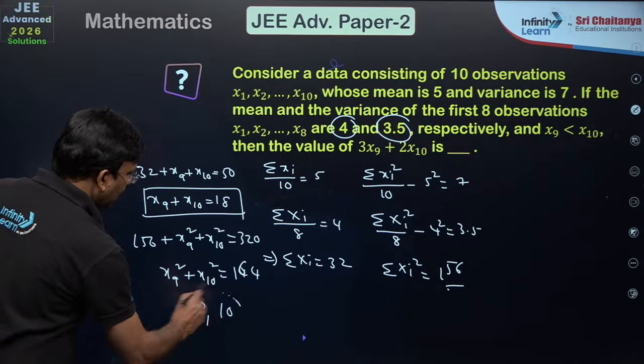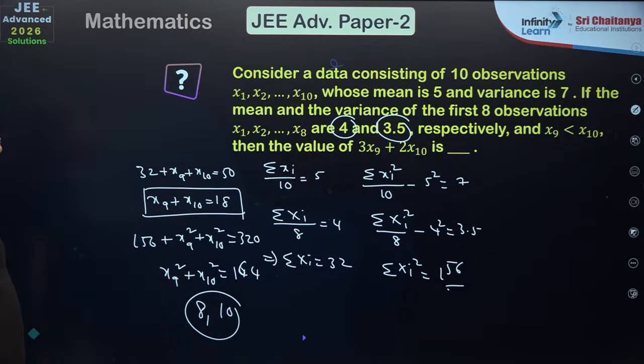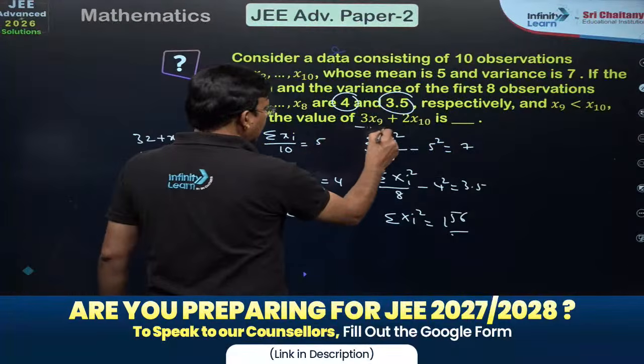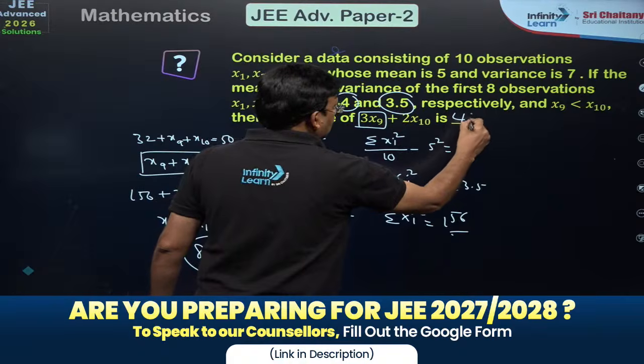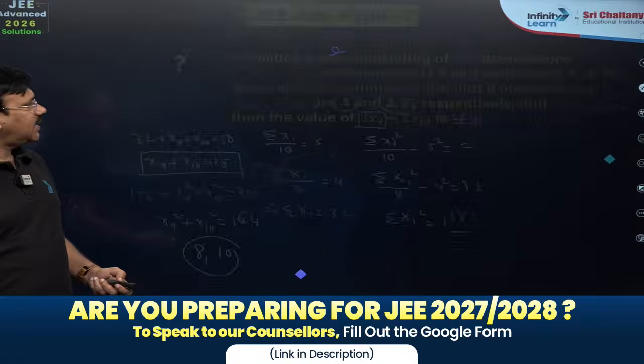x9, x10 be 8 comma 10, 100 plus 64, 10 plus 18. So smaller is x9, so 8 into 3, 24 plus 20, 44 is the answer. It's a purely mains level question, right?